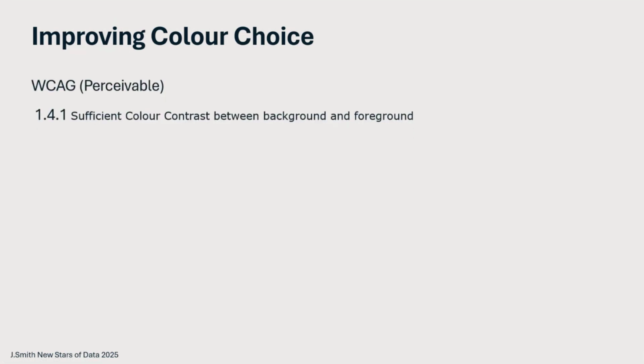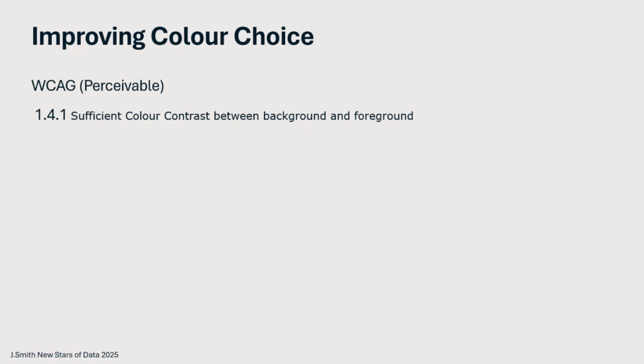So next up is improving color choice. Regarding the use of color, the principle Perceivable has the guideline about making content distinguishable. Distinguishable means make it easier for users to see and hear content, including separating foreground from background. Then we have success criterion 1.4.1 on the use of color, and it defines the color contrast ratio required for different levels of compliance.